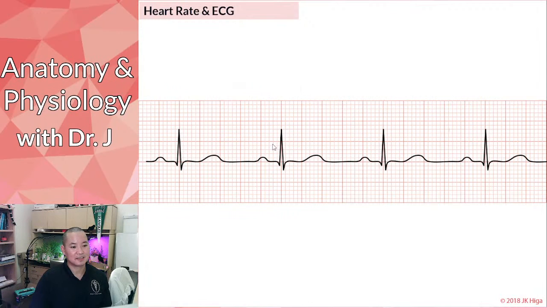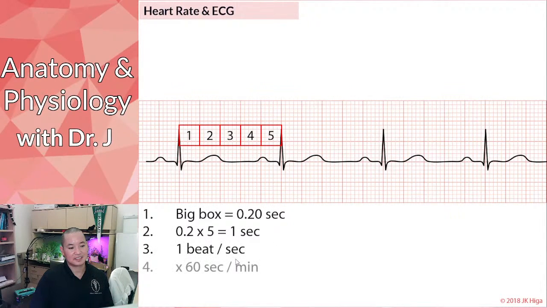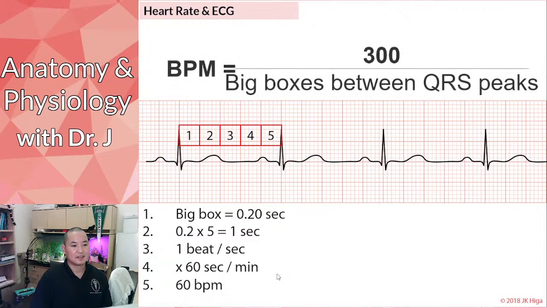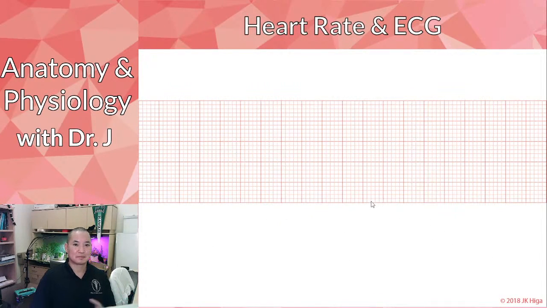Now, how do you get that? So why is that useful? Well, say you have this EKG right here, and you notice that there are 5 big boxes between each R wave. So you might think, oh wait, that's 1 second, so we have 1 beat per second, which is actually 60 beats per minute. Or you can just do this: beats per minute equals 300 divided by big boxes. So we have 5 big boxes, and 300 divided by 5 is 60, so 60 beats per minute. You get the same thing. I like that one because it's pretty simple.